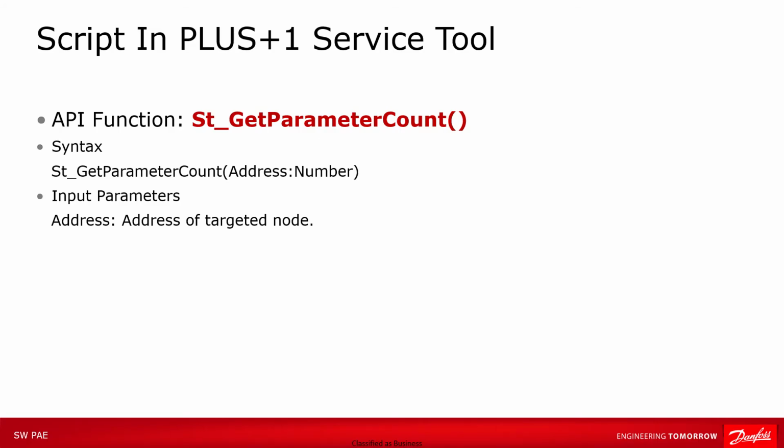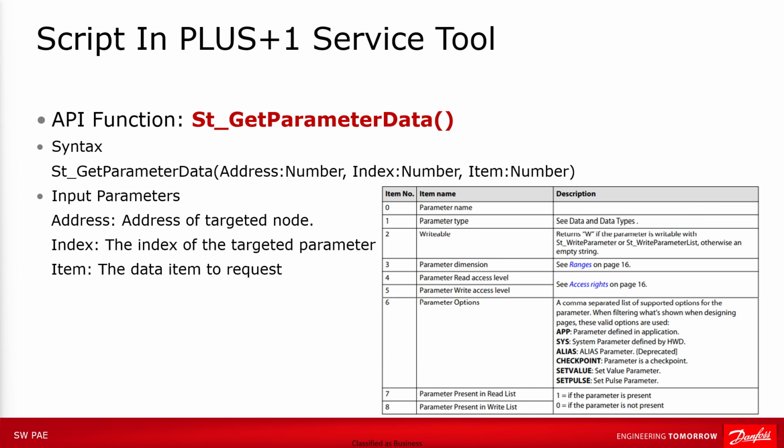We will use two API functions in the P1G file, getParameterCount and getParameterData. The function getParameterCount gets the number of the parameters in the ECU. It has one input parameter, address, which is the address of the targeted ECU. The function getParameterData is used to get ECU parameters. The first input parameter is the address of the targeted ECU. The second parameter is the index of the targeted parameter. The third parameter is the data item to request.